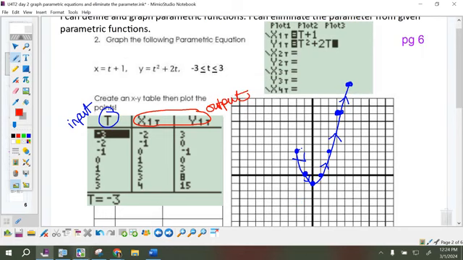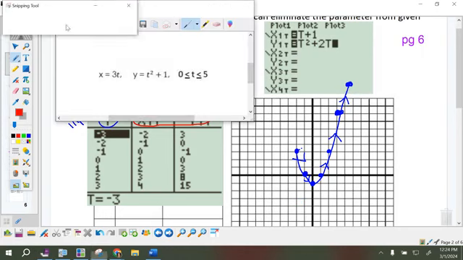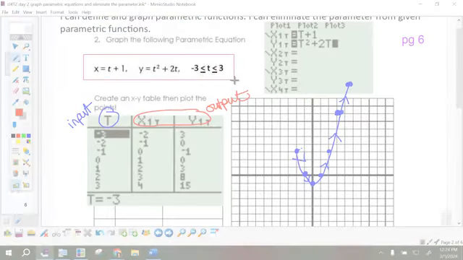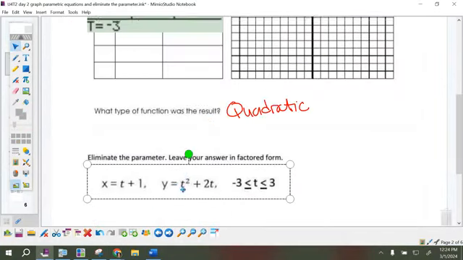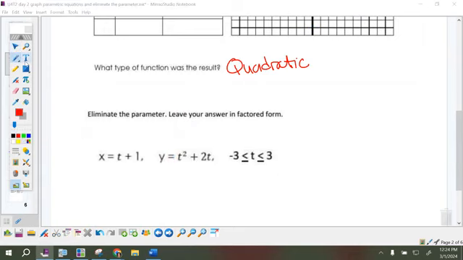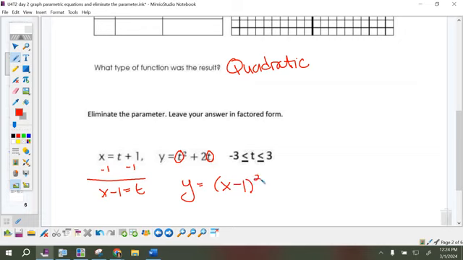Let me copy the equations down so I can eliminate the parameter. Again, leave your answer in factored form. So I'm going to subtract the 1 to the x side and replace these t's, both of them, with x minus 1. And this is factored form. I have an x squared, so that's quadratic.